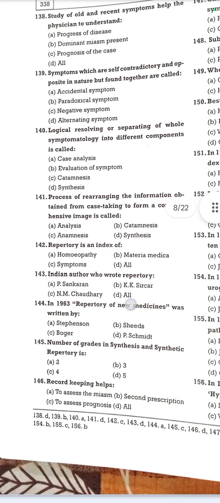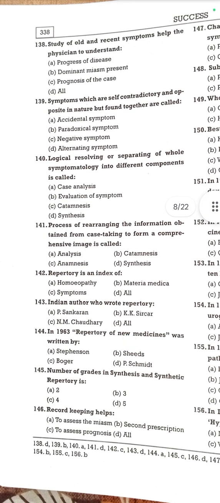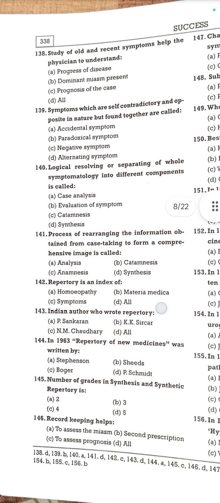138. Study of old and recent symptoms helps the physician to understand progress of disease, dominant miasm present, and prognosis of the case. 139. Symptoms which are self-contradictory and opposite in nature but found together are called paradoxical symptoms. 140. Logical resolving or separating of whole symptomatology into different components is called case analysis.